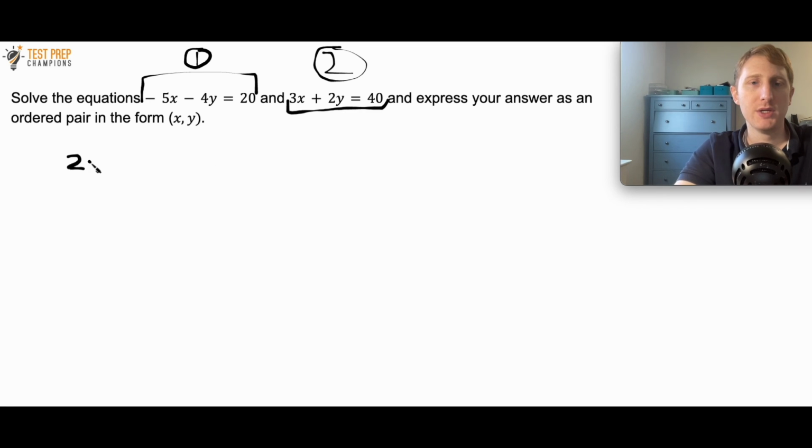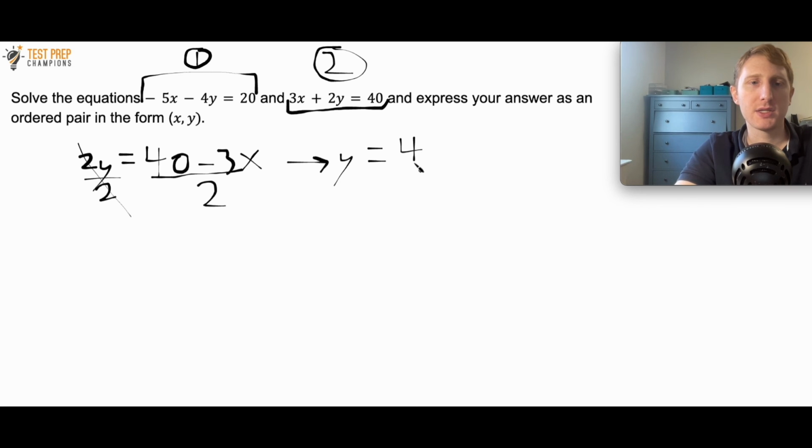and I'm going to pick to solve equation 2 for y. So basically, the first thing that I want to do to solve for y is subtract 3x from both sides of the equation. So I'd have 2y equals 40 minus 3x. So now what I want to do is divide both sides of the equation by 2. So when I divide by 2 on the left side, I'm going to be left with just y because the 2's will cancel out. And on the right side, I'll get 40 minus 3x all over 2.